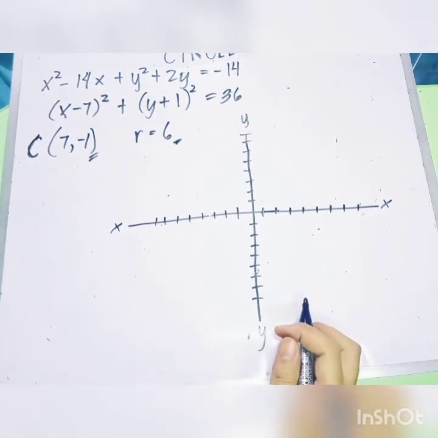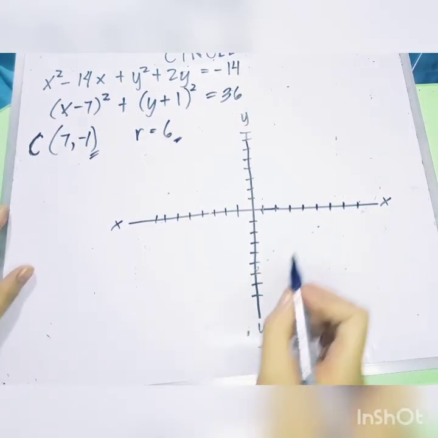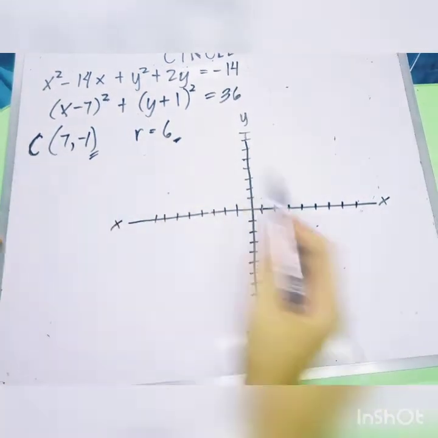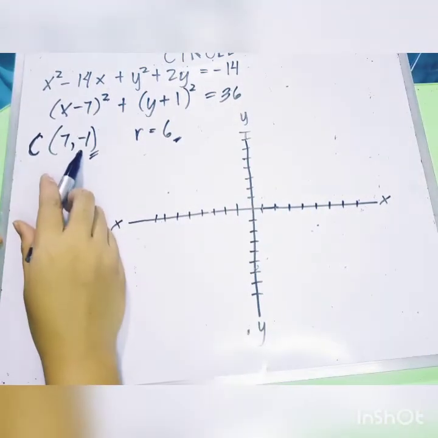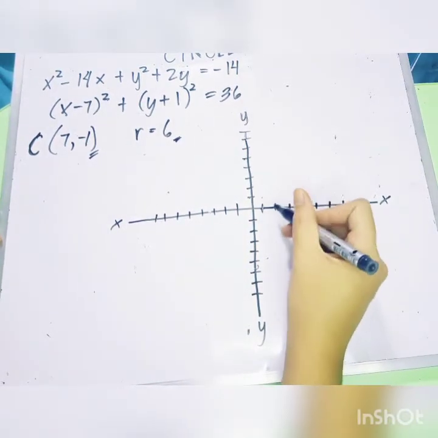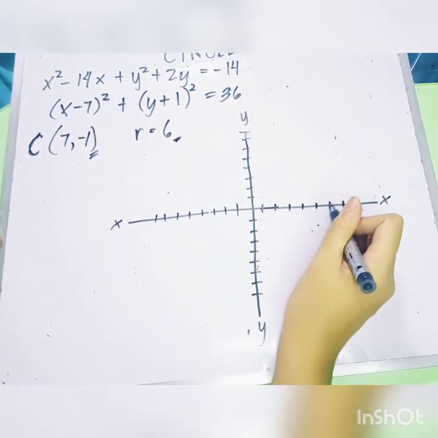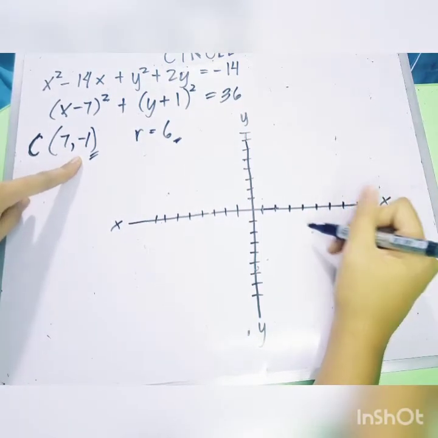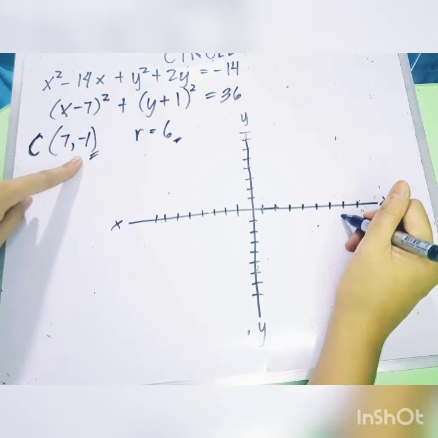Okay, after this one, locate po natin yung center. Okay, locate natin center, which is positive 7 and negative 1. So positive 7 here, negative 1 po sa x, sa y-axis, ibig sabihin sa baba po tayo. Okay? So 1, 2, 3, 4, 5, 6, 7. And then for the y, or for the k, we have negative 7. So, dito tayo sa baba. Negative 7, negative 1. So, ito po siya.